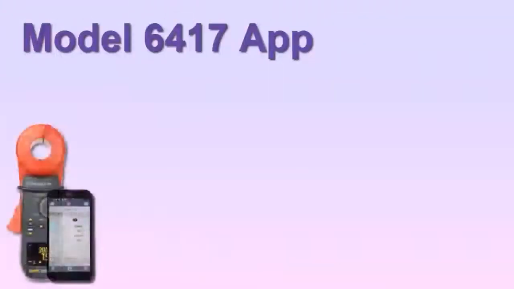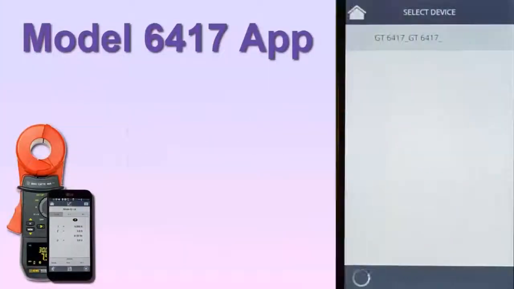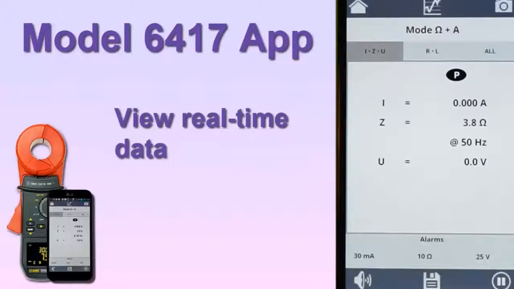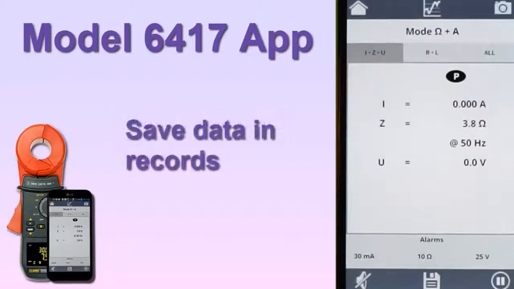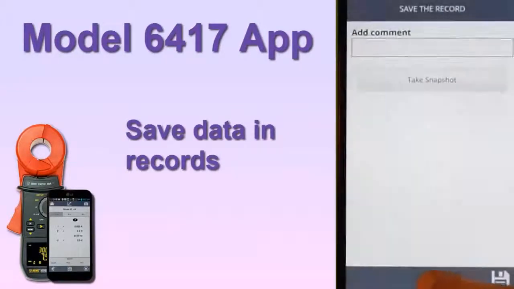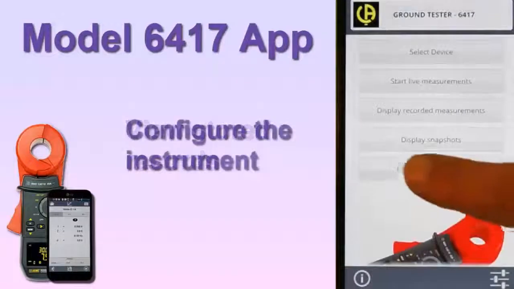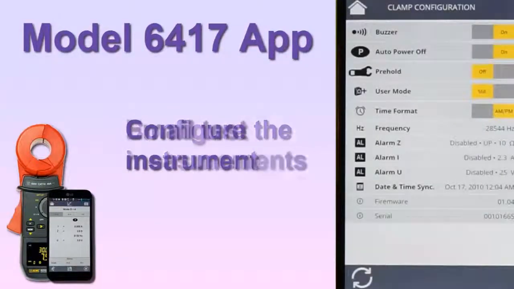The Ground Tester 6417 app enables users to connect to a Model 6417 via Bluetooth. Once connected, you can view data currently being measured by the instrument in real time, save measurement data in a record on the instrument, view previously stored data records, change configuration settings on the instrument, and email test results.